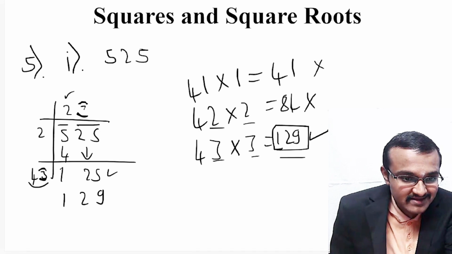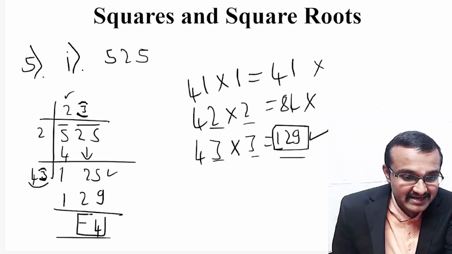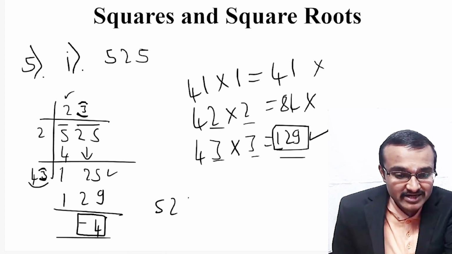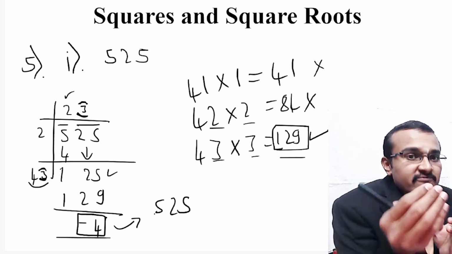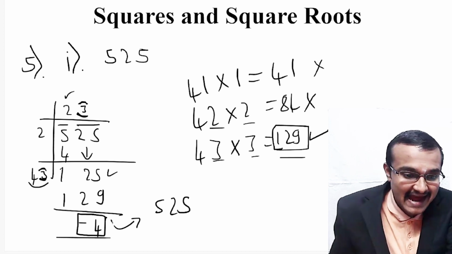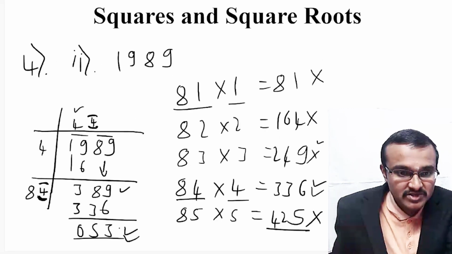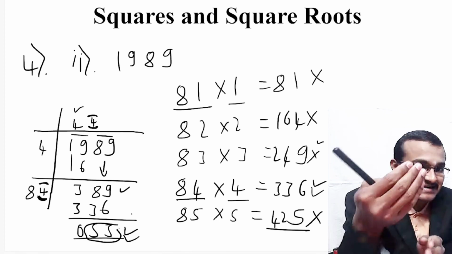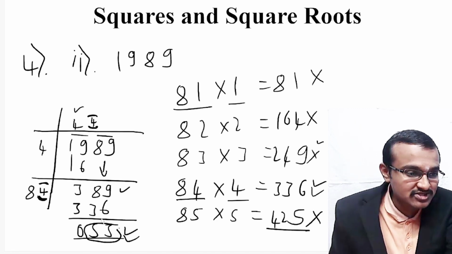So 43 into 3 will be 129. When you subtract 129 from 125, you'll get minus 4. This minus shows that 525 is short by 4 for the next perfect square. That means you should add this 4, because in the previous case you got a remainder of 53, which you were subtracting. That means you were doing minus 53 with 1989. Here you are getting minus 4.